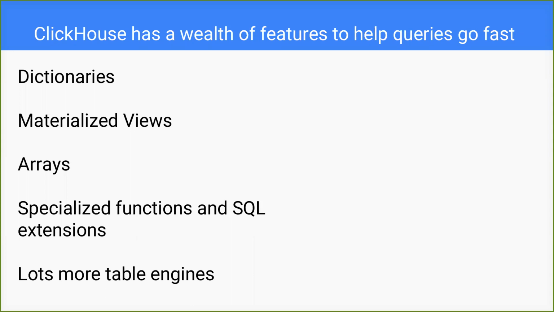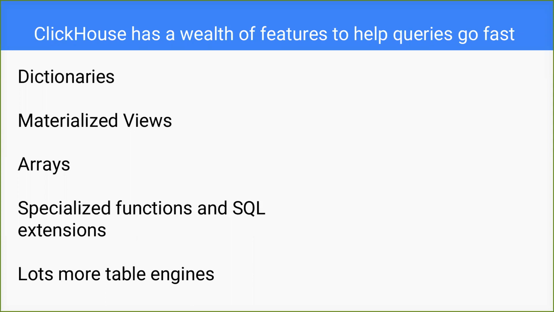ClickHouse doesn't have windowing functions, but it does have arrays. These are very efficient. In a future webinar, we'll look into them. There's some real magic around them. And then it has a raft of specialized functions and SQL extensions because it was built for doing this behavioral clickstream analysis. So for example, there are histogram functions, all sorts of useful things. And then finally, lots more table engines. There must be about 30 of them. They do everything from maintaining different kinds of materialized views all the way to reading from Kafka queues.